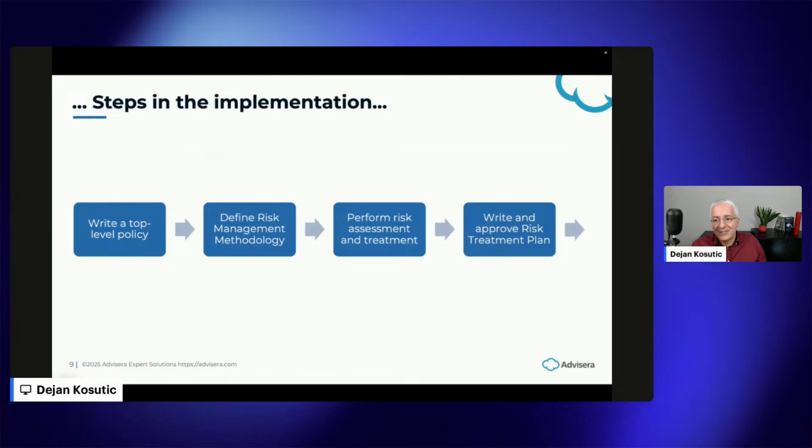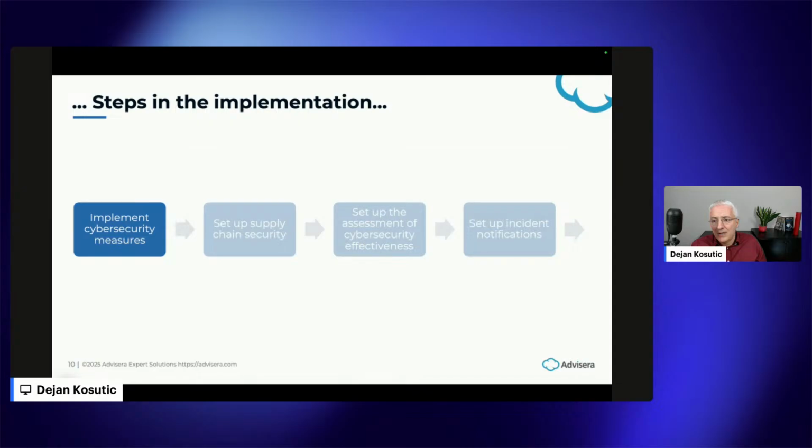And then you should write this risk treatment plan. So basically this is the plan on how you intend to implement all of these security measures. Defining the timing, the responsibilities, the budgets, and so on. The next step is really to start implementing all of these cybersecurity measures. And typically this is done by writing various policies and procedures.